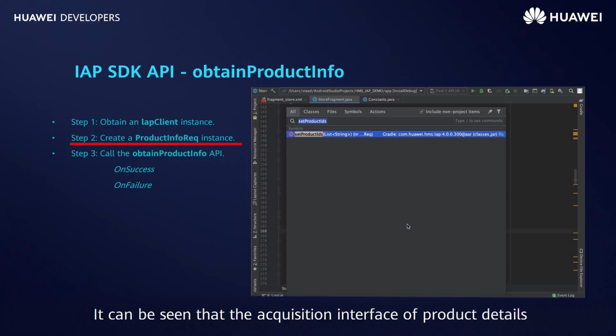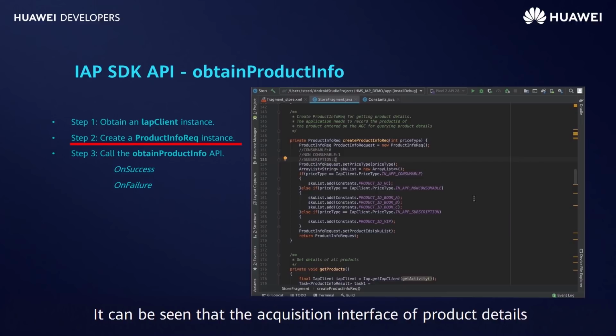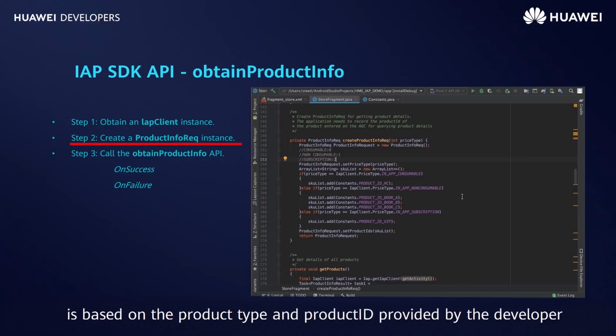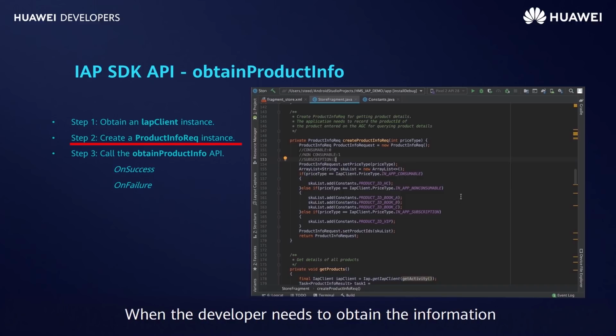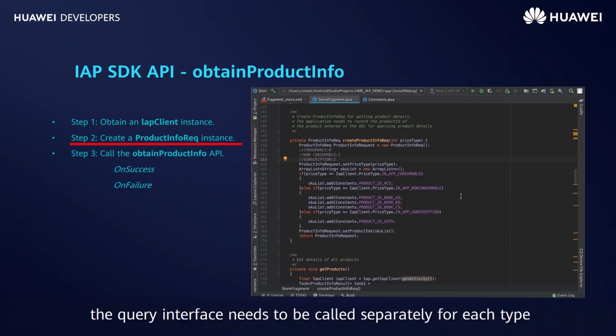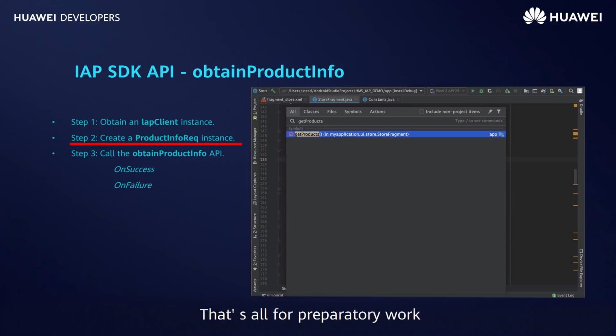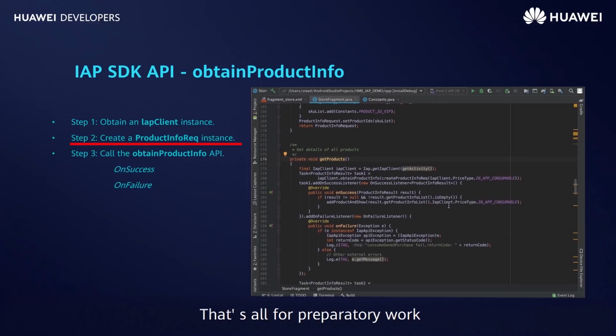It can be seen that the acquisition interface of product details is based on the product type and product ID provided by the developer. When the developer needs to obtain the information of multiple product types at a time, the query interface needs to be called separately for each type. That's all for preparatory work.